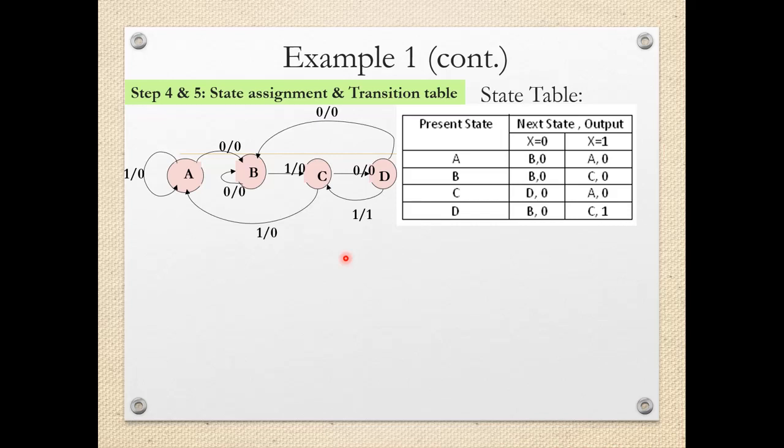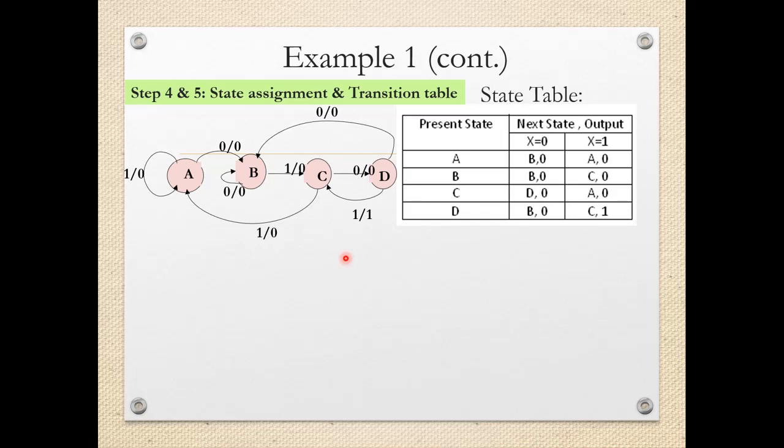So likewise the table is prepared. If I am in state C, input is 0, go to state D. If input is 1, go to state A. So the same thing is written over here, D, 0, A, 0. If I am in state D and input is 0, go to state B with output 0. If it is 1, go to state C with output 1.